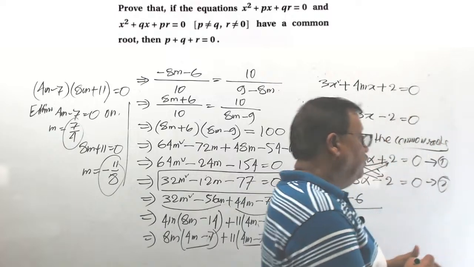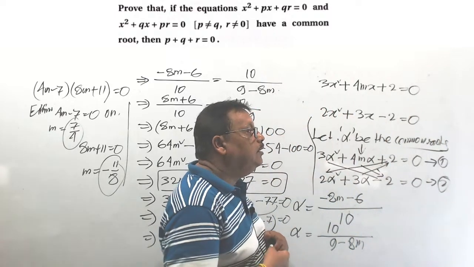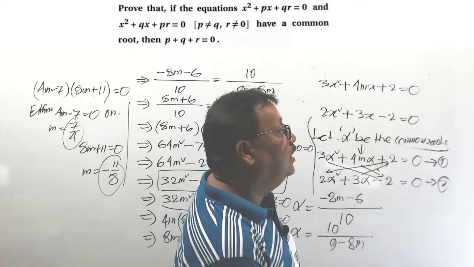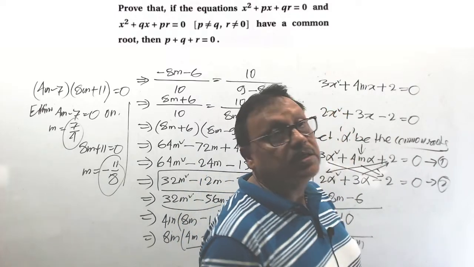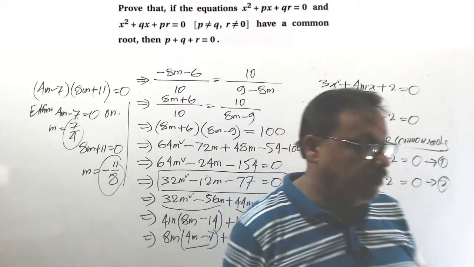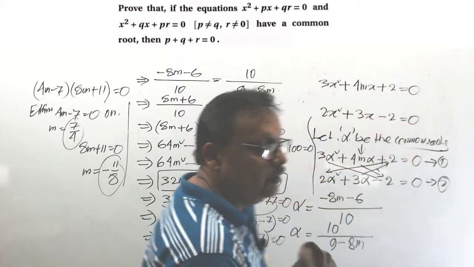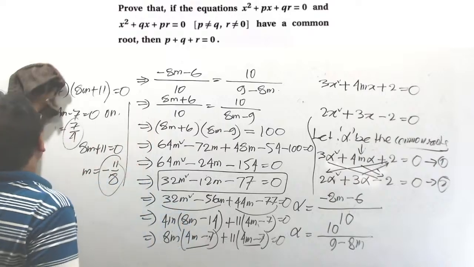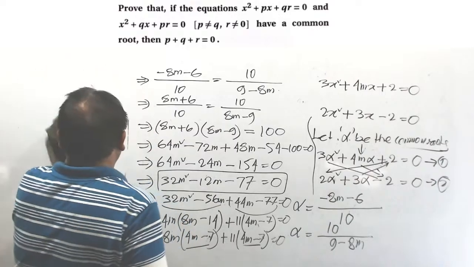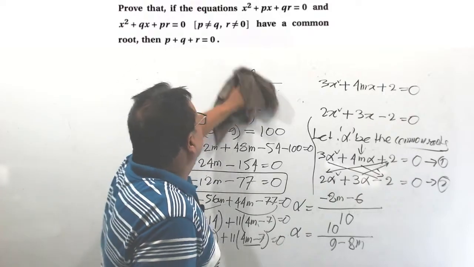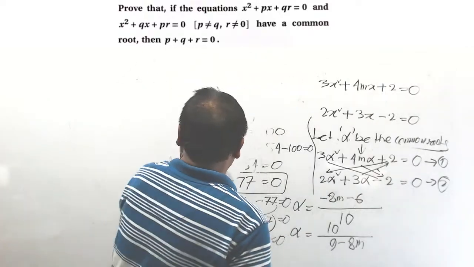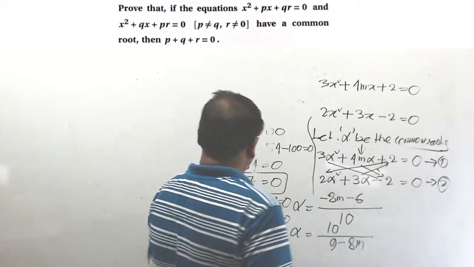Now come to this problem. Prove that if the equations this and this have a common root, then p plus q plus r is equal to 0. This is an important one. How will you do it?